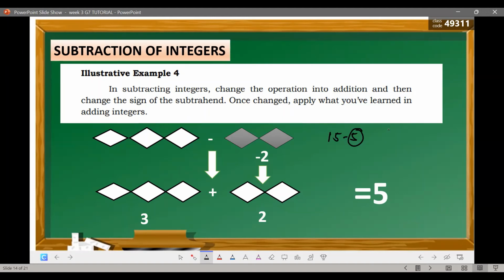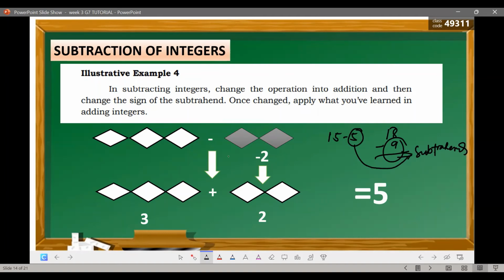Another, 18 minus 9. Okay. Pa-vertical naman to. Ito pa horizontal. So, 18 minus 9. So, the subtrahend is 9. Okay po? So, ito yung mga subtrahend. Okay. Then, ito din, subtrahend.